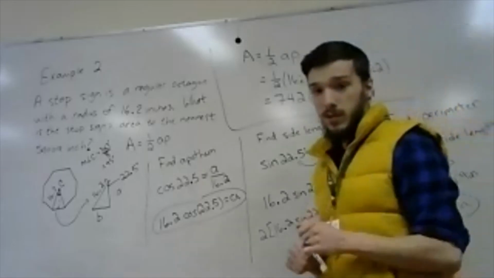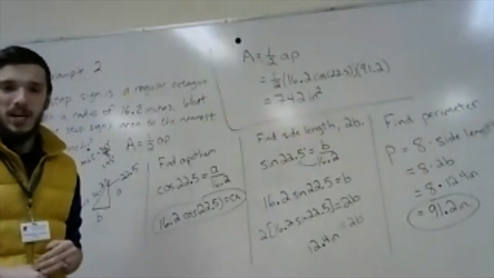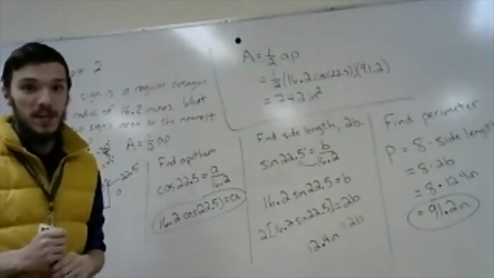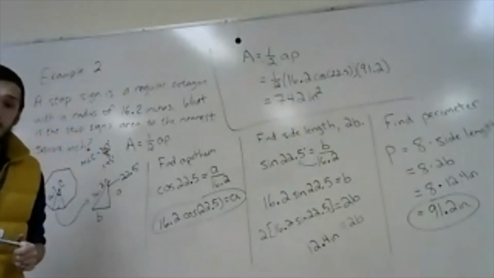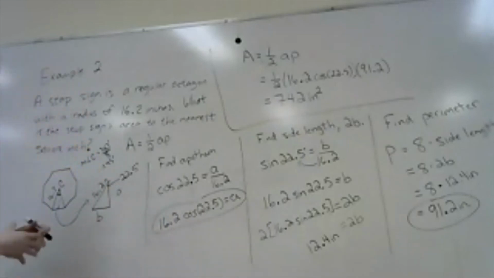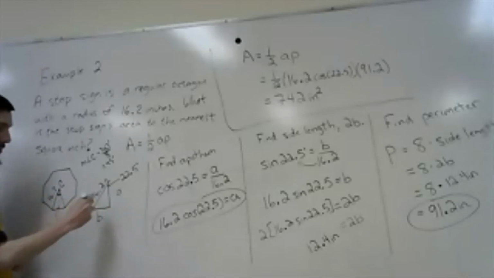Okay, so you driver's ed students, now you know that the approximate area of a stop sign is 742 square inches. I bet they didn't teach you that in driver's ed class. But let's take a quick review of what we've done to solve for the area of a stop sign. We took one of our 8 triangles that make up a regular octagon. We used the apothem to cut it in half, and we created a right triangle.